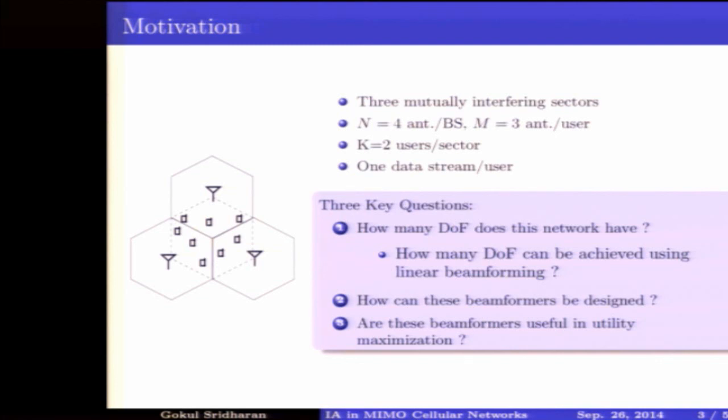And you could ask how many degrees of freedom this network has? Or more specifically, what can you do if you restrict yourself to linear beamforming? And then you could ask how exactly these beamformers can be designed? And then at the end of the day, you want to know if these beamformers amount to anything at all. So in the broader framework of utility maximization, do these things have any role to play? So that's where we are getting at.